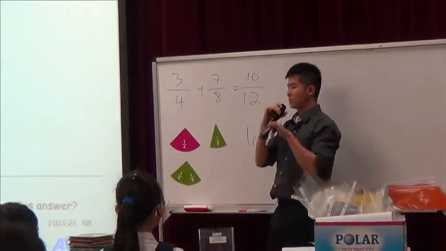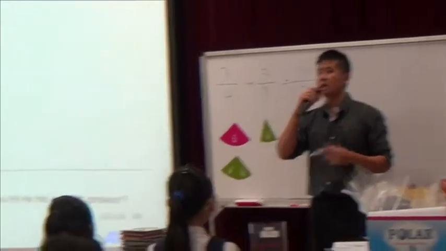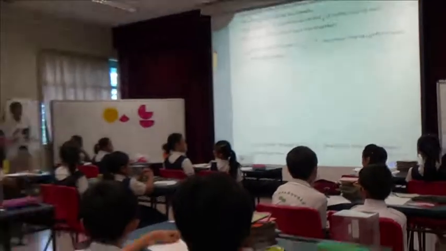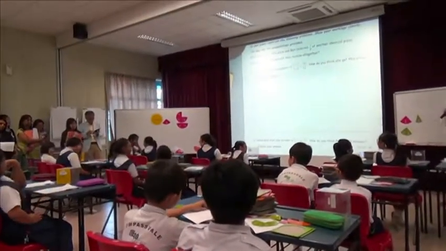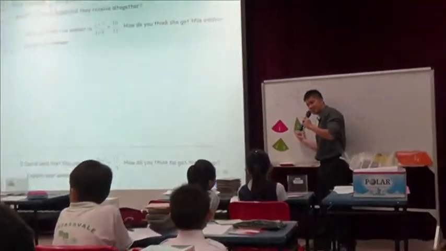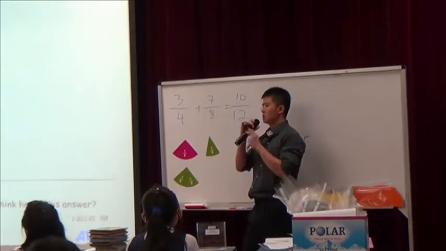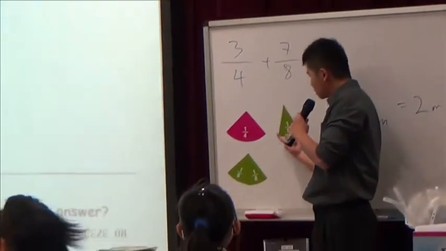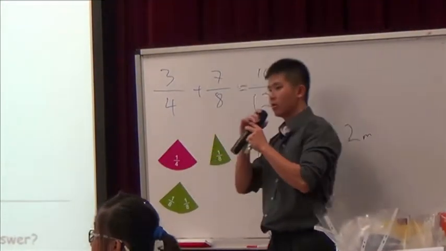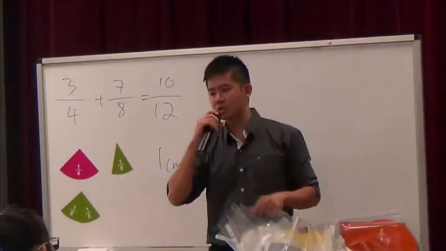What can you say about this part here and this part here? They are? Who said the same? Okay, they are the same. Exactly. This part here is the same as this part here, which means they are, what's another word for same? Equal. So this part here is equal to this part here. That is the reason why you need to change your 1/4. You need to change it to an equal part first before you can do your addition.